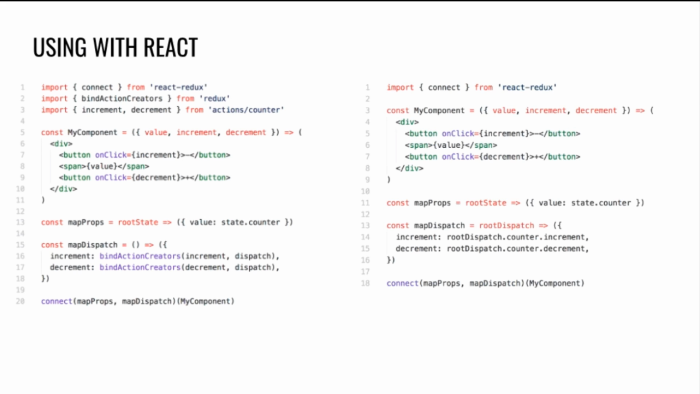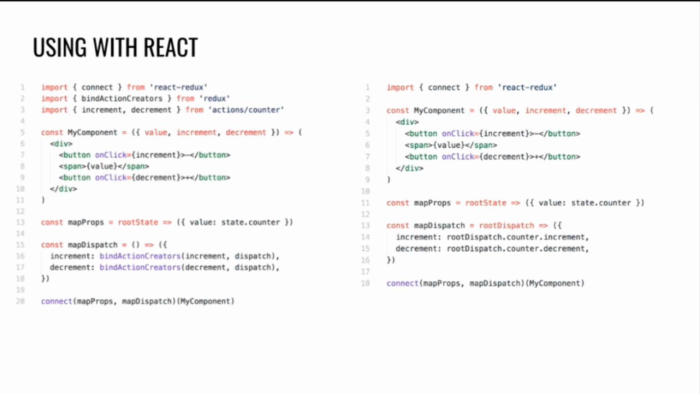So on the right is a rematch version. I'll save you some reading. It's basically exactly the same except for the map dispatch function. With rematch, we have access to root dispatch as an argument, so we don't need to import any actions. But yeah, basically, you're using it the same way you use Redux. So there is no new information that you need to learn, which is very convenient.